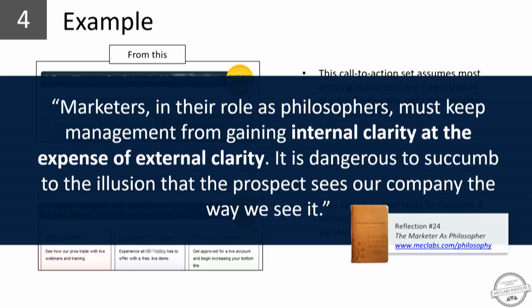It's dangerous to succumb to the illusion that the prospect sees our company the way we see it. They do not. They do not know what we know about the company. And it is incumbent on us to over-communicate with clarity.